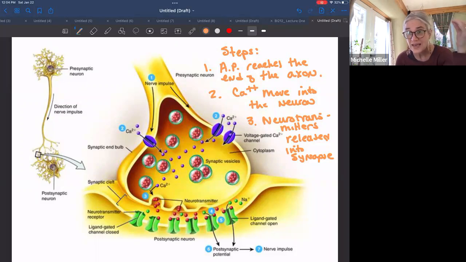And some of the drugs that we take affect the amount of neurotransmitters in the synapse. So, for example, antidepressants are SSRIs, serotonin reuptake inhibitors. So it keeps serotonin in the synapse longer than normal. Okay, so this is a summary of how one neuron can communicate with another neuron, the presynaptic neuron communicating with the postsynaptic neuron.